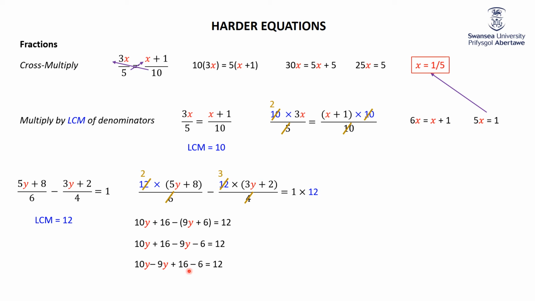Simplify, so 10y minus 9y, and 16 minus 6. So 10y minus 9y is y, 16 minus 6 is 10, 12 still left alone. Now it's time for the 12 to get into the act. Take 10 away from both sides and you get y equals 2.